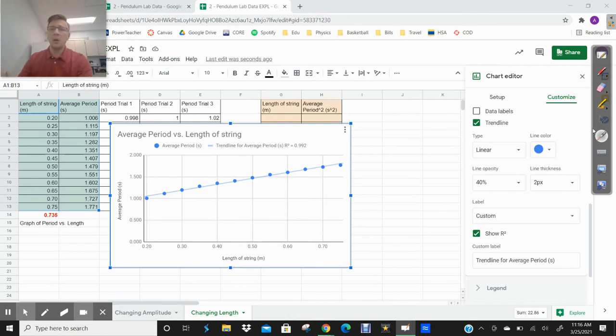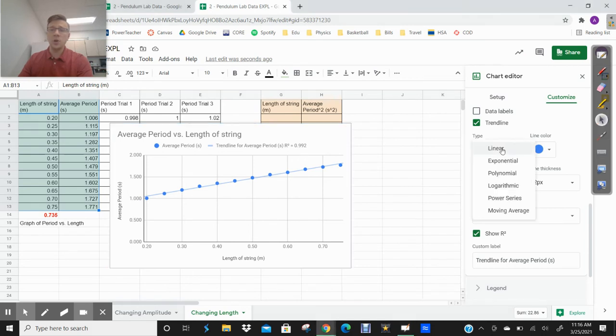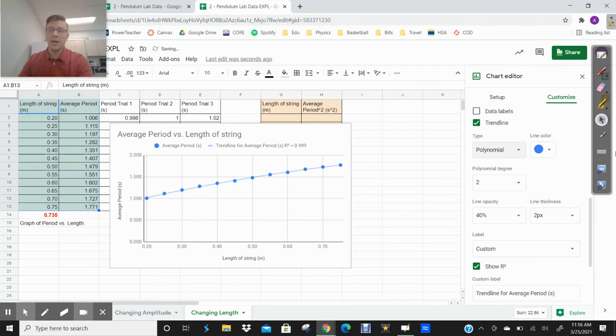So my point here is that if you change the chart or the trend line type to polynomial, you'll notice that it now has switched the R-squared value to 0.99.